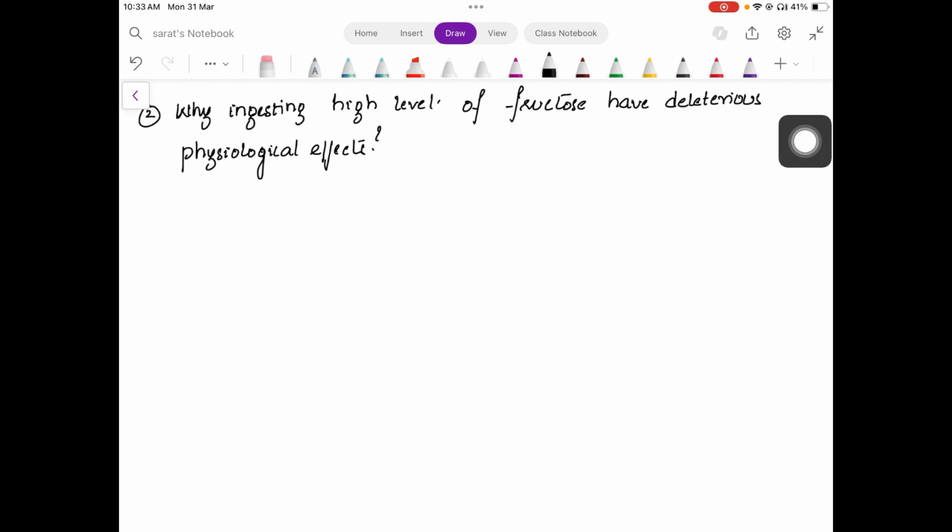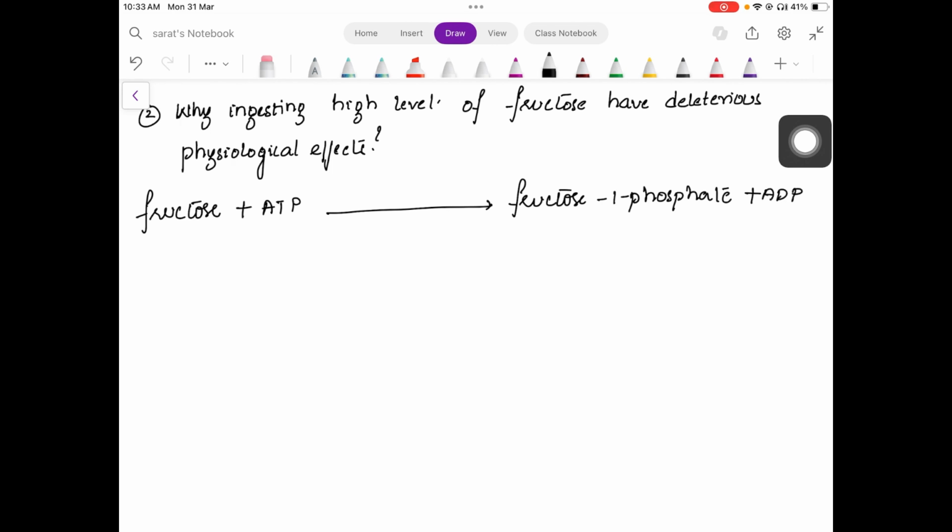First, the fructose which you are taking in the diet will be converted into fructose 1-phosphate by taking up a phosphate from the ATP. Then ATP will become ADP and fructose becomes fructose 1-phosphate. Here the enzyme is fructokinase.